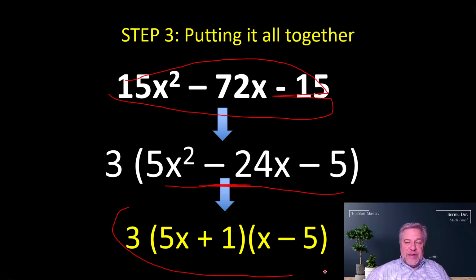This is the answer. This is it. The fully factored quadratic is this at the bottom: 3 factors. 3, which is prime; you can't break that down further. 5x plus 1, which is prime; can't break that down further. And x minus 5, which is prime.